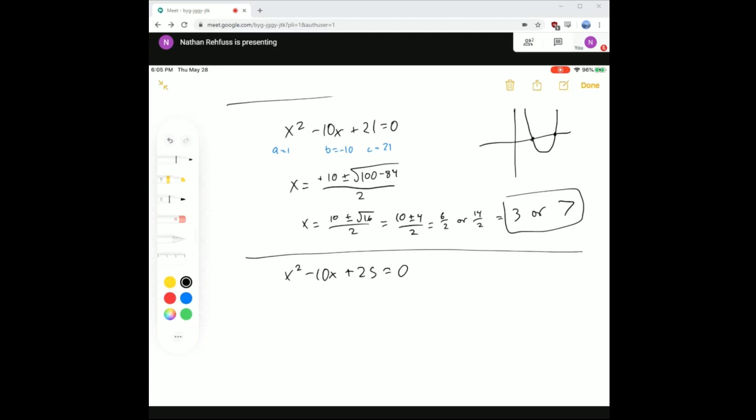Then x would be equal to 10 plus or minus root 100 minus 4ac. So minus 4 times 1 times 25 is 100, over 2. So that's just 10 plus or minus 0 over 2, which is 5. The graph here, the parabola just touches at 5, 0.